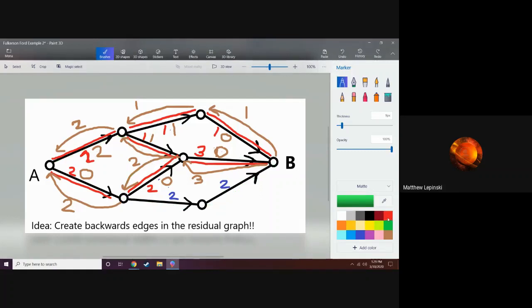So I'm going to push one more unit of flow along here. I'm going to push one more unit of flow along this edge. Then I'm going to use the backtracking. And when I use the backtracking, I am now conceptually erasing flow.